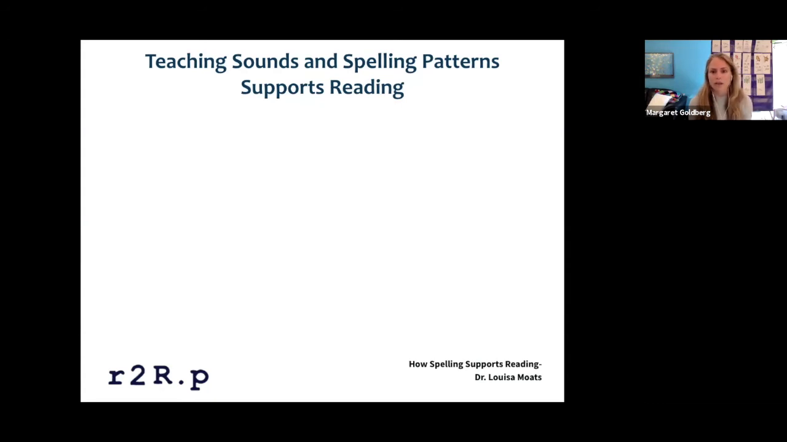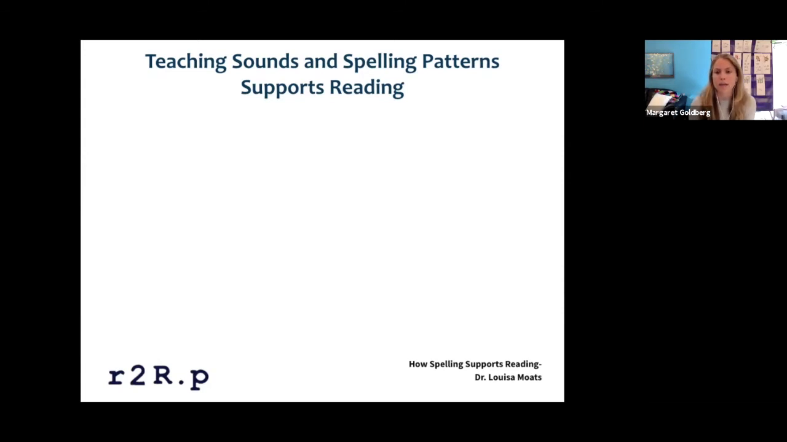I think one of the things that has been really important for me to realize is that teachers like me drastically underestimated the importance and the utility of phonics. So I think it's really important to make sure that we're all aware that teaching sounds and spelling patterns supports reading in a very reliable way.